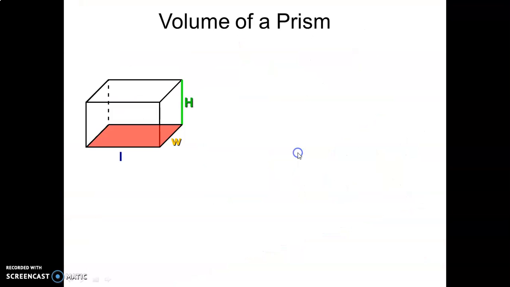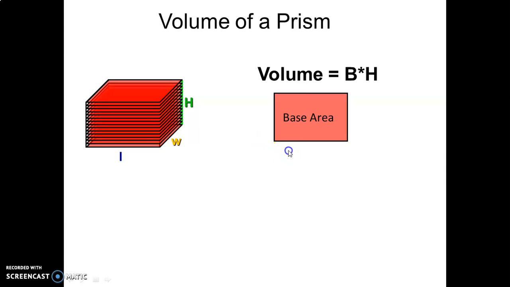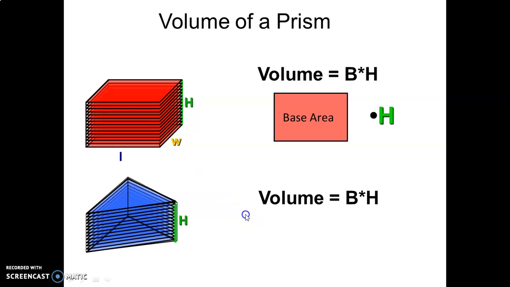So flashback. Here is a prism. It's not a cylinder, but to find the volume, we always do base area times height. Imagine just stacking things like that. So base area times height. You're stacking it up. Volume is base area times height. Okay, it's like saying how many bases do we have stacked up. All right, volume of this one also, base area times height. And in this case, it's the area of a triangle times height.